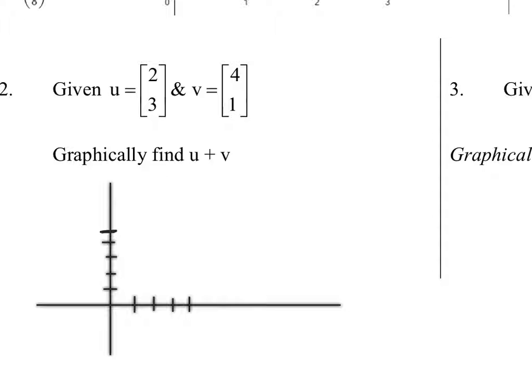So 1, 2, 3, 4, 5 is good enough there. Maybe 1, 2, 3, 4. Yeah, that's good. So I'm going to plot (2, 3) right about here. I'm going to draw a vector going to it. I'm going to call that U. (4, 1), right about here. I'll do that in blue. I'm going to draw a line going there.